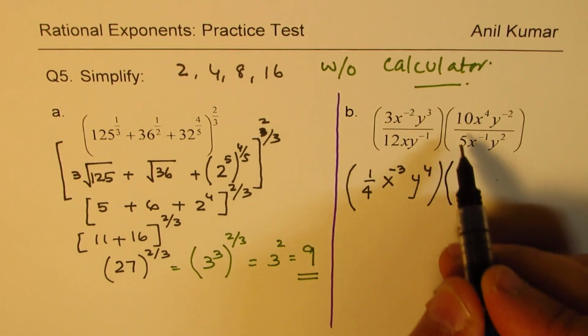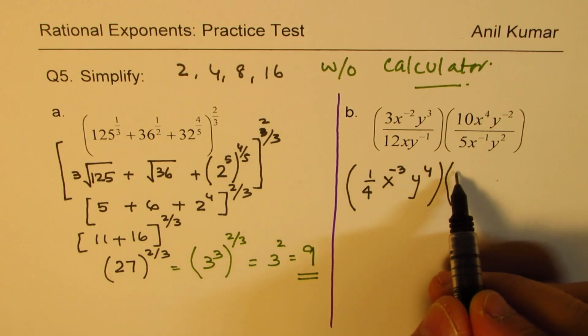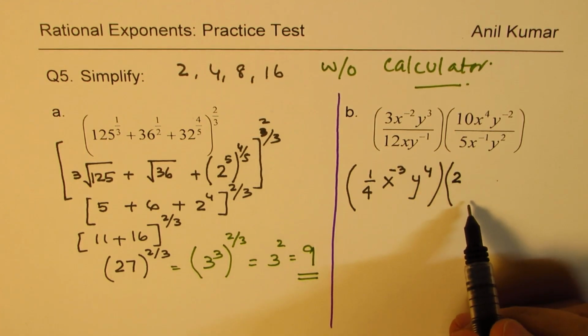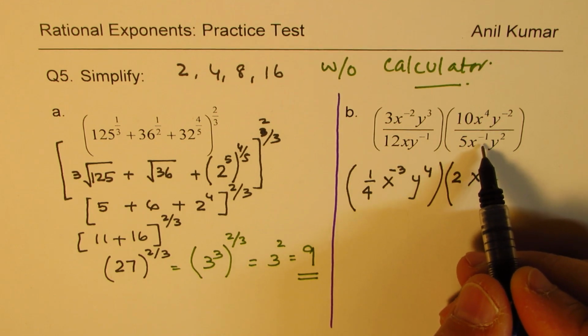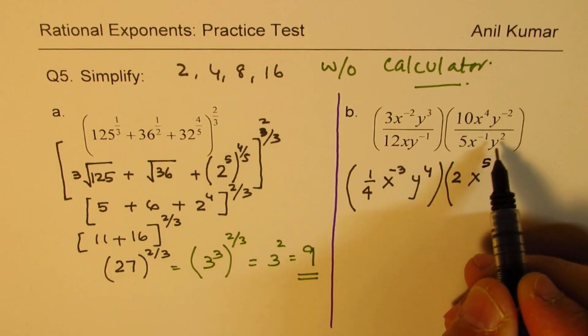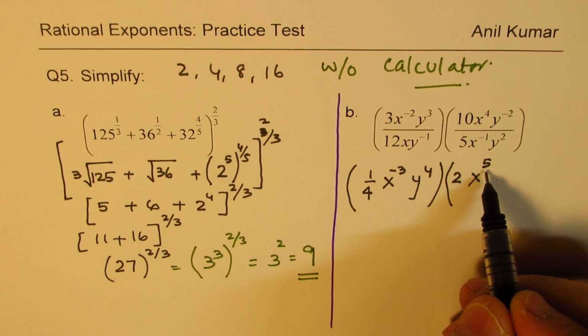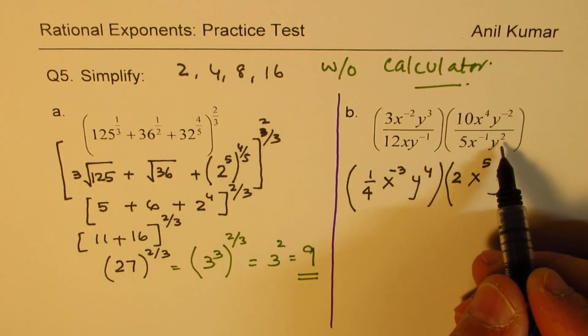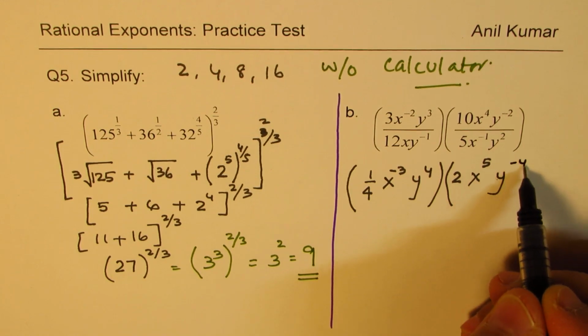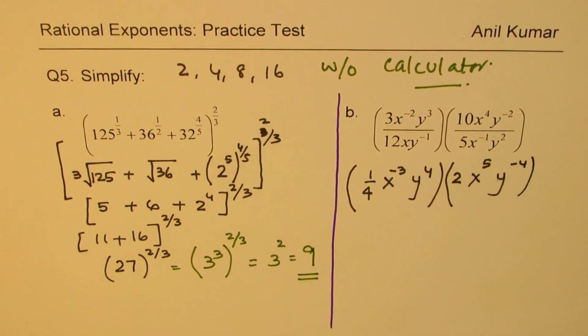On the right side, when you divide 10 by 5, you get 2. 2 is in the numerator. X to the power of 4. And this is minus in the denominator. When you do minus of minus 1, you should get 5. And y to the power of minus 2. And this is also minus 2. That makes it minus 4. Is that clear to you?